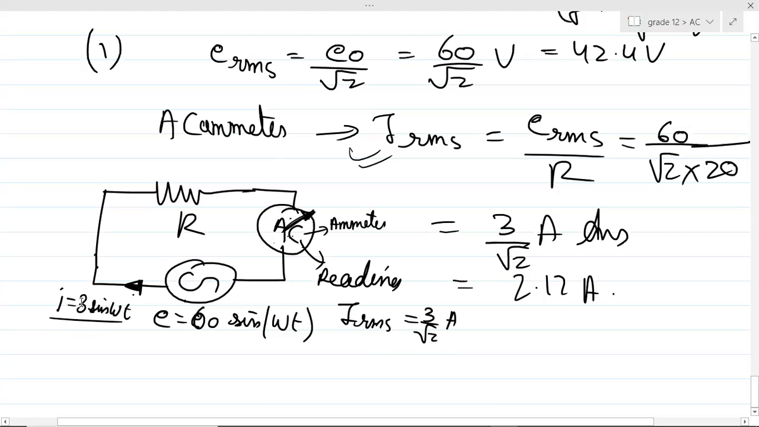Oh, okay, so the AC ammeter cannot measure I naught. It can only measure IRMS, and we have to find I naught from that. Yes. Okay, sir.